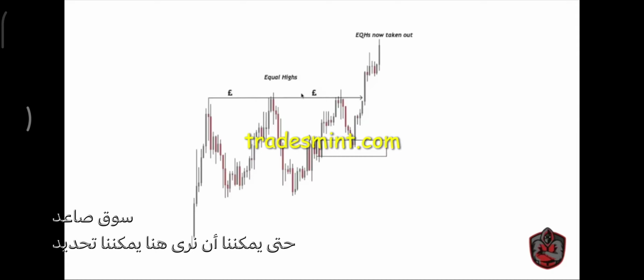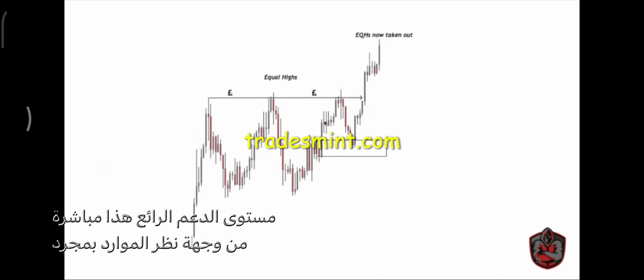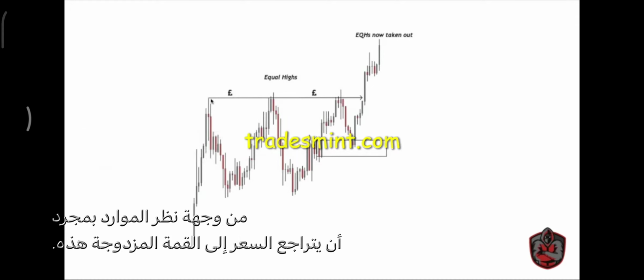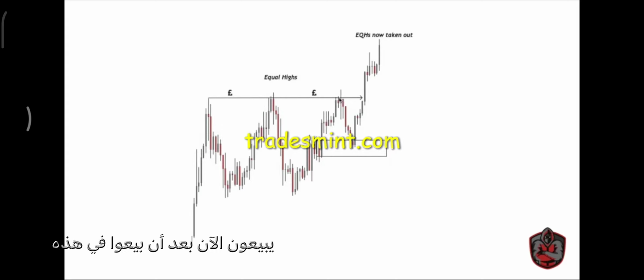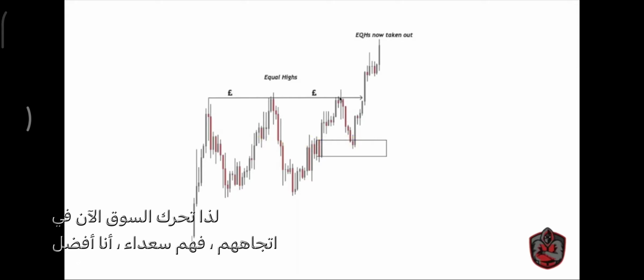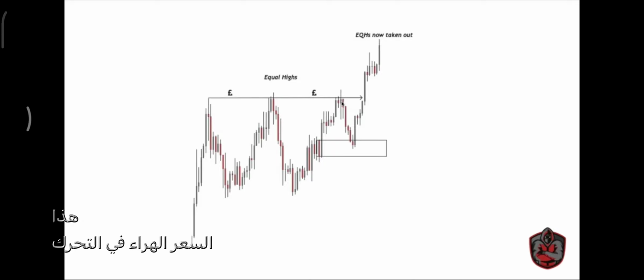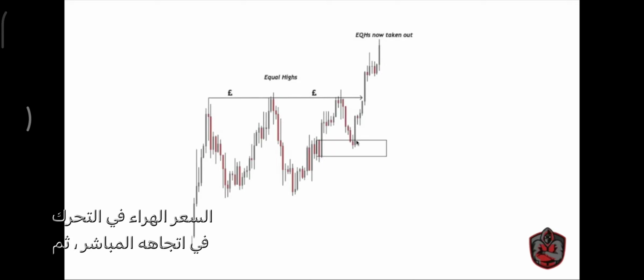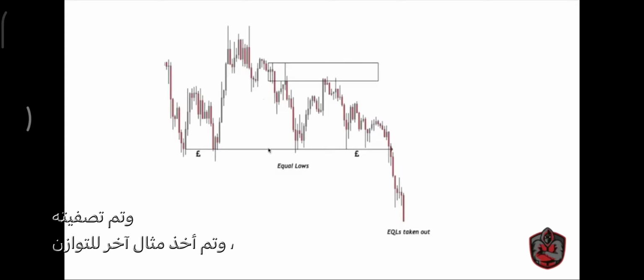So as we can see here, we can identify this very nice support level, right? From a retail trader's point of view, as soon as price pulls back to this double top, they'll usually sell off. Now that they've sold off at this point, they'll set their stop loss a few pips above this level. So now the market moves in their direction. They're happy. Oh, I'm the best trader in the world. Sniper entry. All of that nonsense. Price starts moving in their direction, and then boom, their stop losses have now been taken out. They've been liquidated.